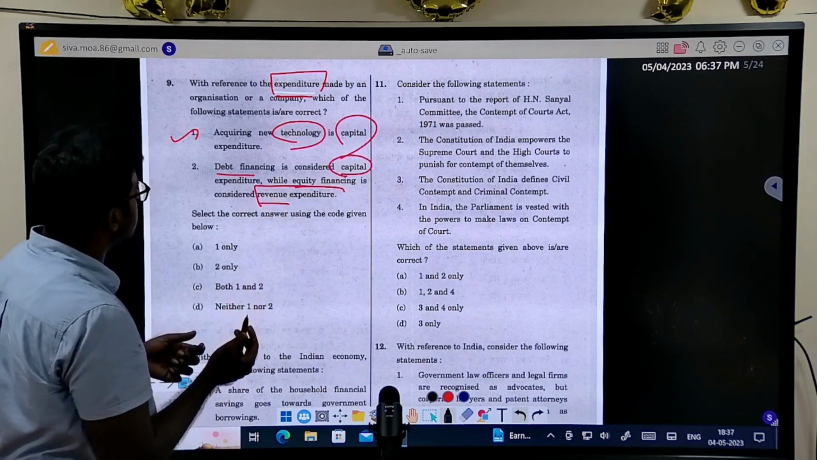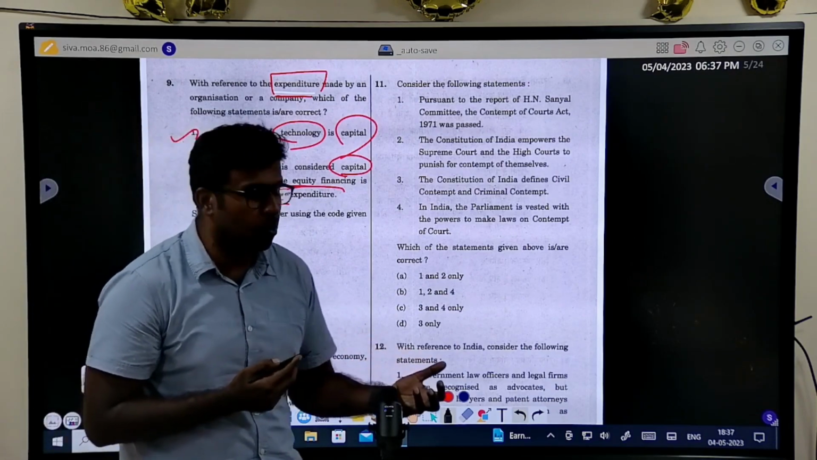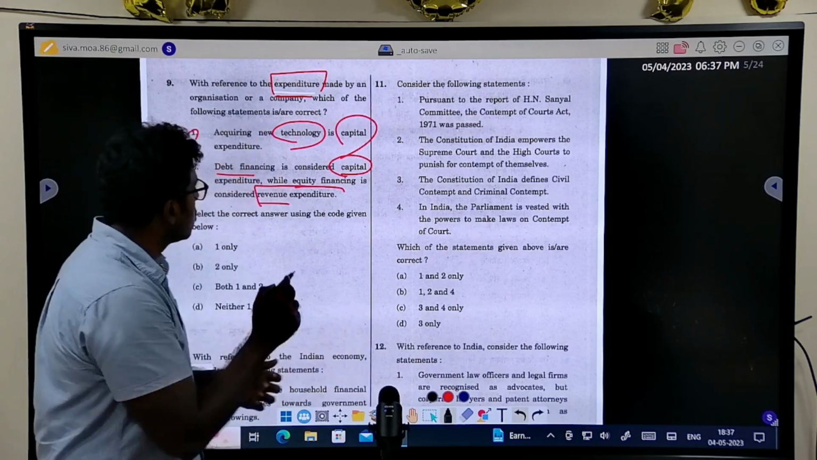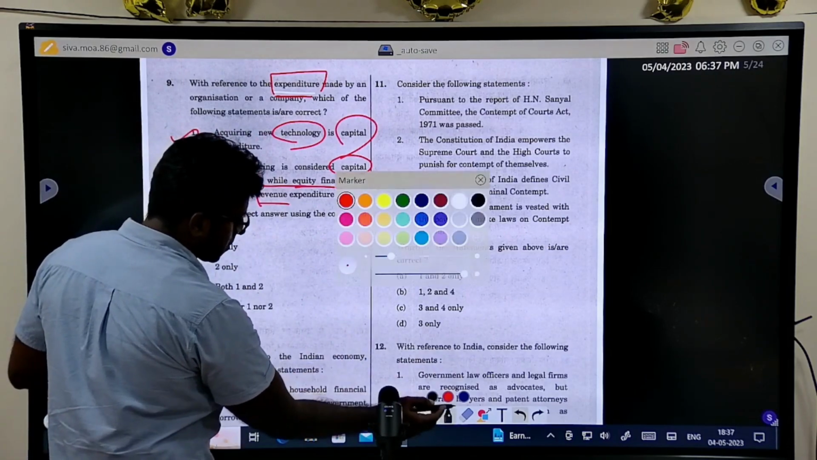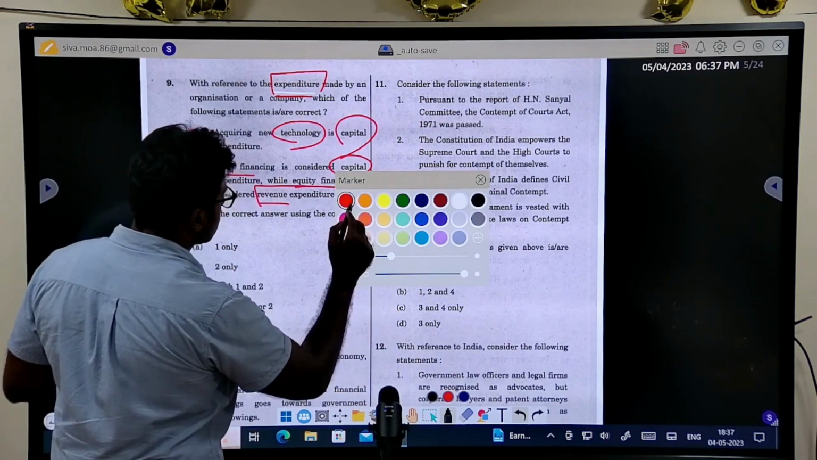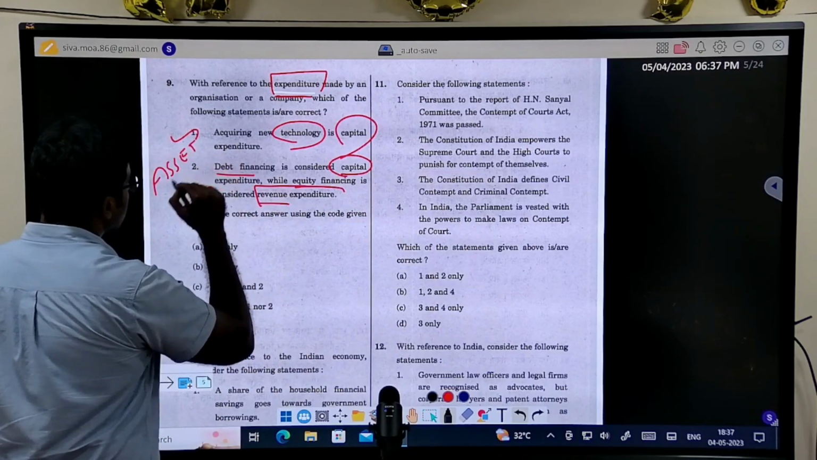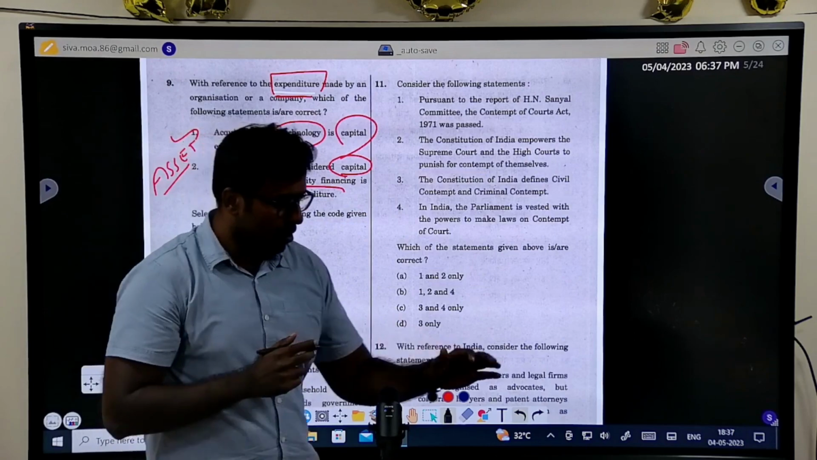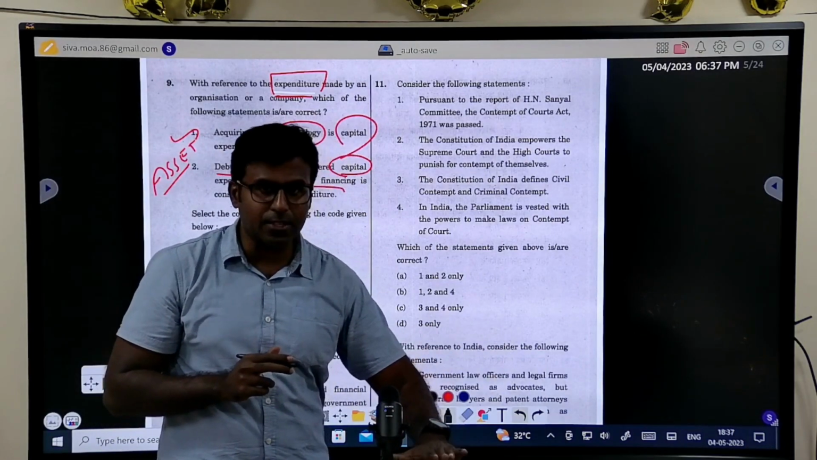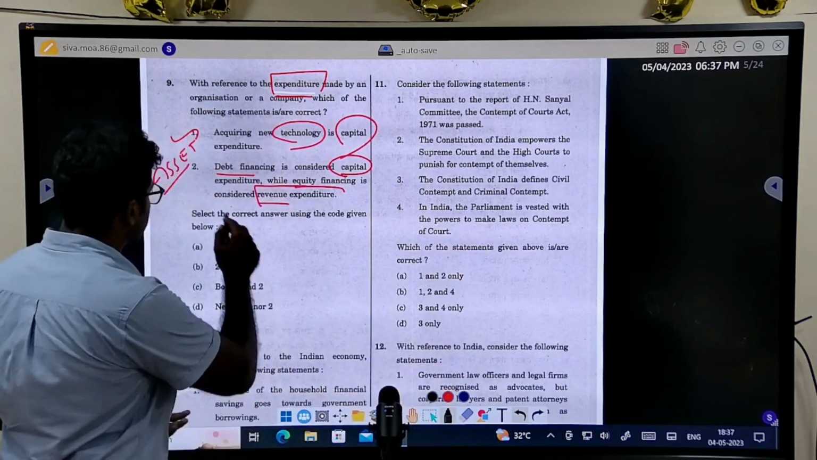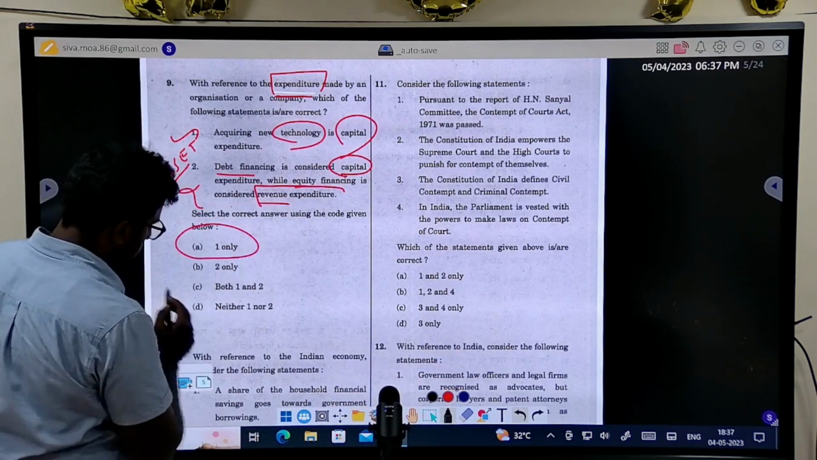Debt financing is not capital expenditure. It's not a capital expenditure means you should invest in it. There should be an asset. See, there should be an asset. Your building, your chair, your technology, you should feel that tangible asset. That's capital. Okay? That is what is capital. So this is wrong. So this is the answer. Okay?